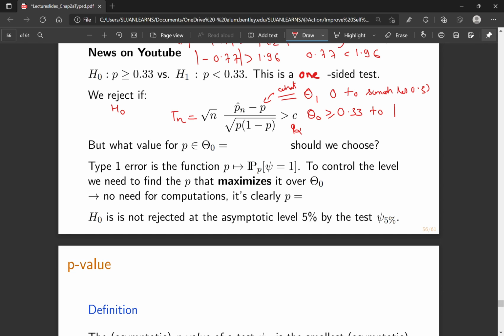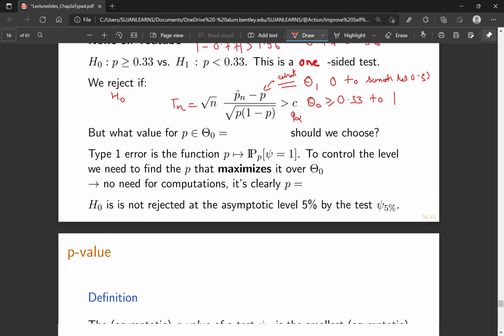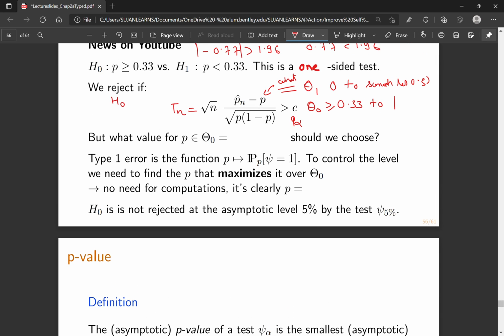But we have to choose P in such a way that this condition holds true not only for a particular value of P we choose, but for all the values of P that come within Theta naught. What kind of value of P would that be? Can you guess? Let me write a new definition so that it helps crystallize what I'm trying to say.